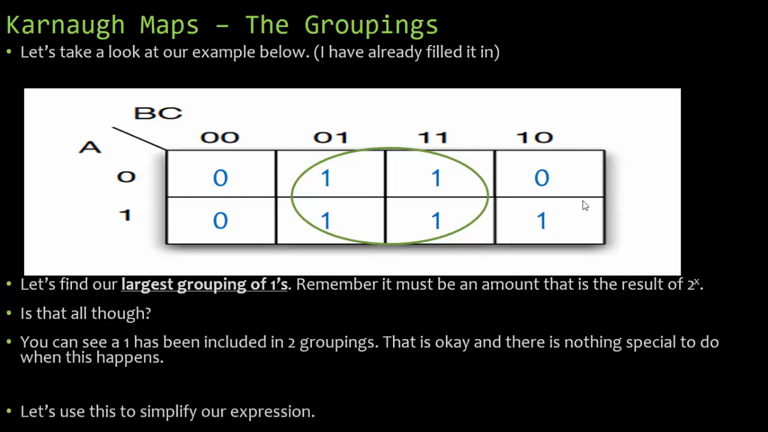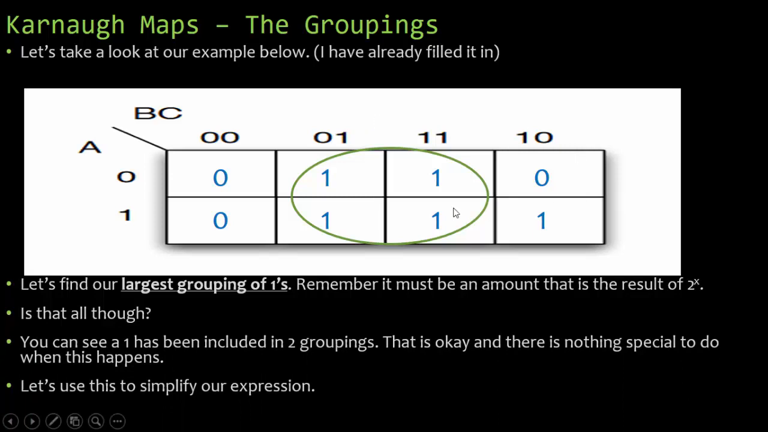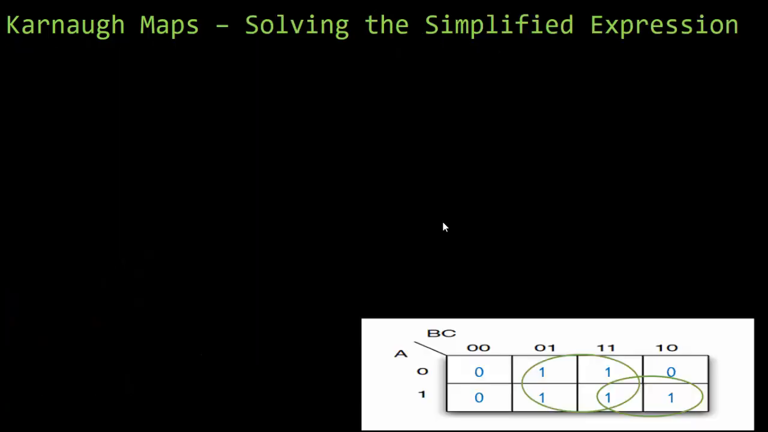Well, you can see this one will be included into 2 groupings because remember, they are allowed to overlap. 2 to the power of 1 is 2, and because they can overlap, this is my largest grouping right here. If I circle this one by itself and do not include this one, I'm going to get the wrong simplified expression. Now, let's talk about how we solve the simplified expression.